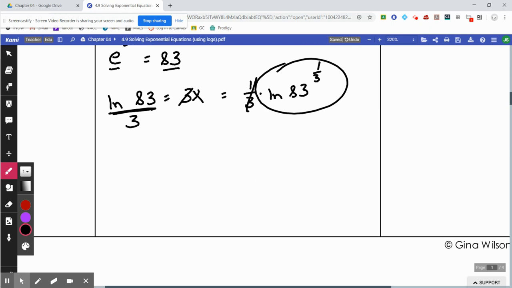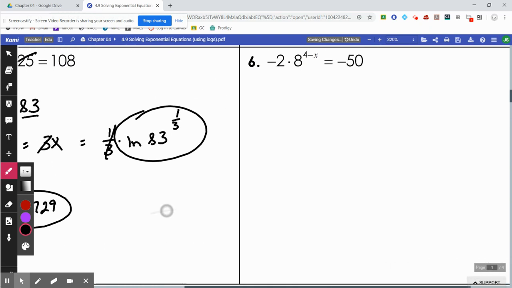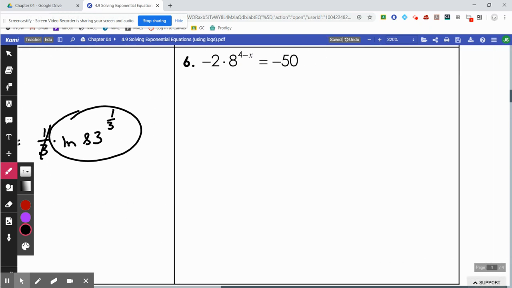Or you can type the whole thing in, the natural log of 83, and then divide by 3, and you're going to get an approximate answer of 1.4729.